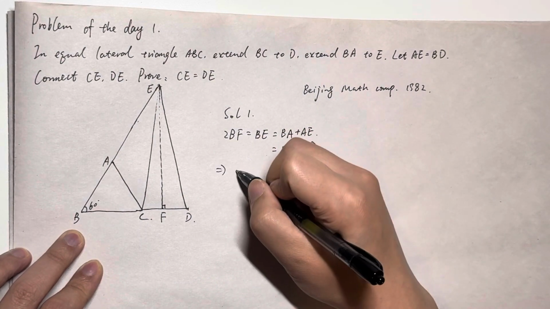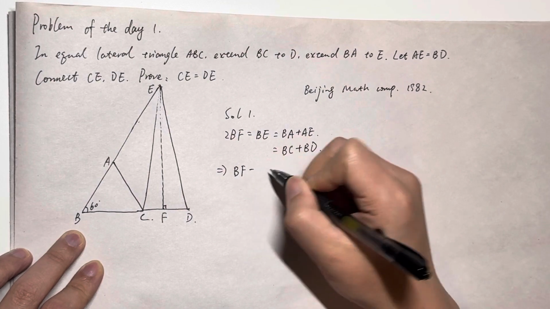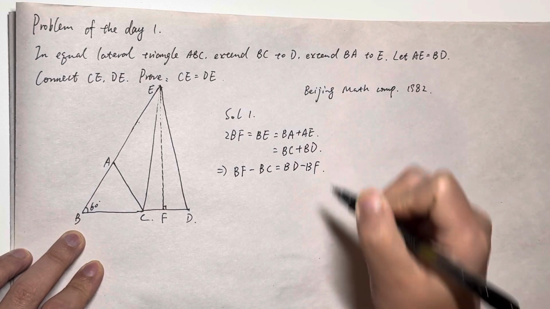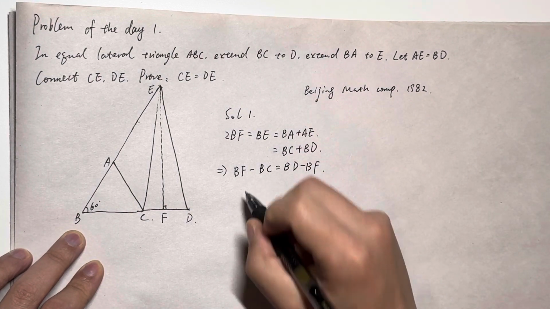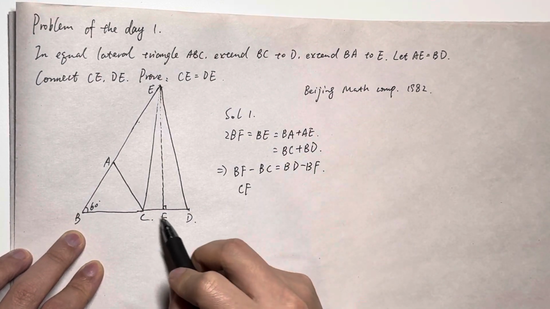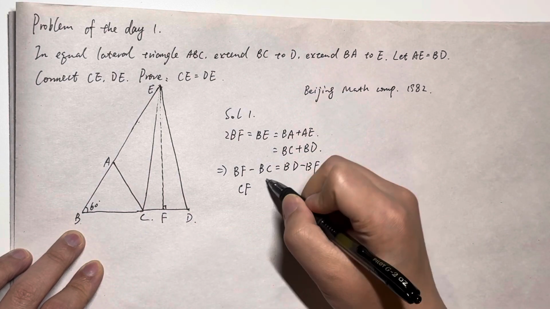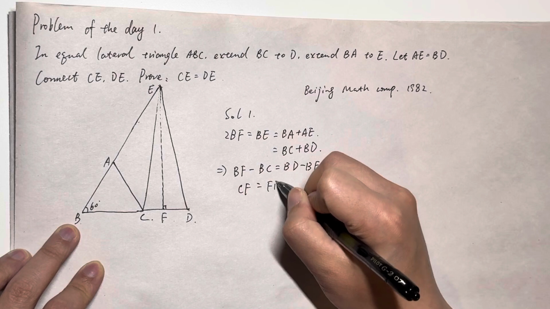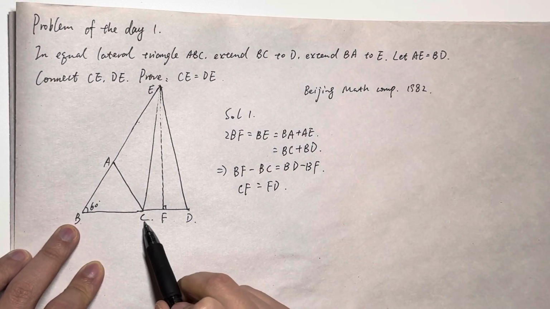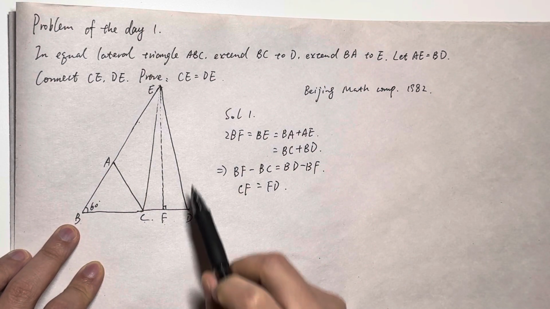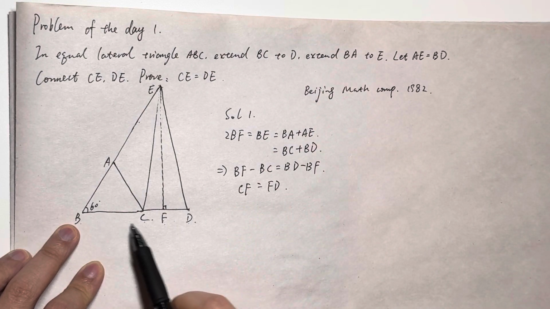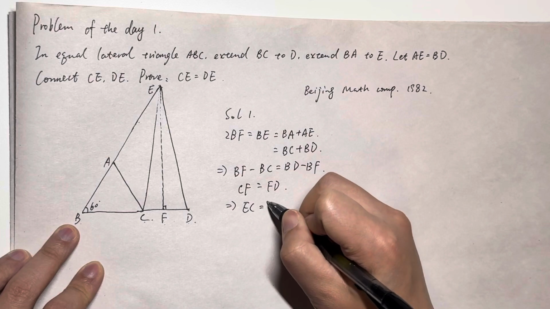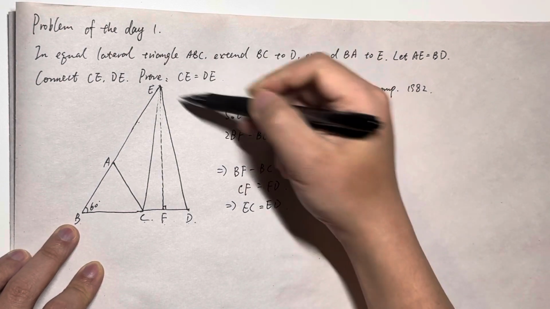which means BF minus BC equals BD minus BF. That means BF minus BC, that is CF, equals BD minus BF, that is FD. Okay, because CF equals FD and EF is perpendicular to CD, we know that EC equals ED, right? CE equals DE.